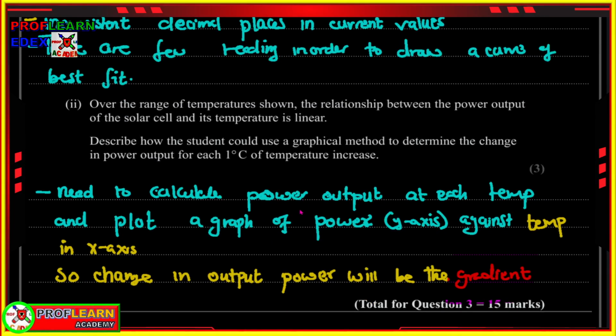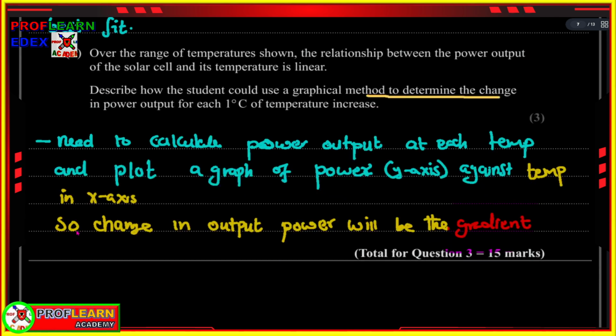Over the range of temperature, we have shown that we need to calculate power output. In order to discover, the student could use graphical method to determine the change. So for us to determine the change, we need a graph, and the graph should be the power output for each temperature. Then plot a graph of power against temperature, and then the rate is going to be the gradient of that graph that you are going to get.